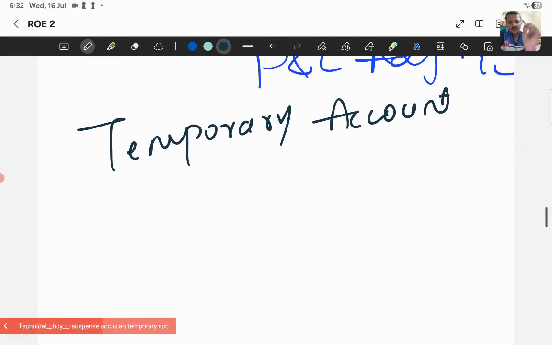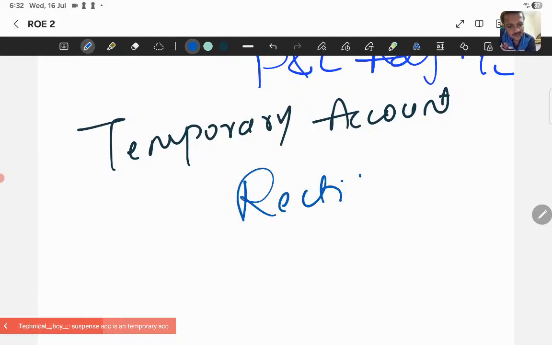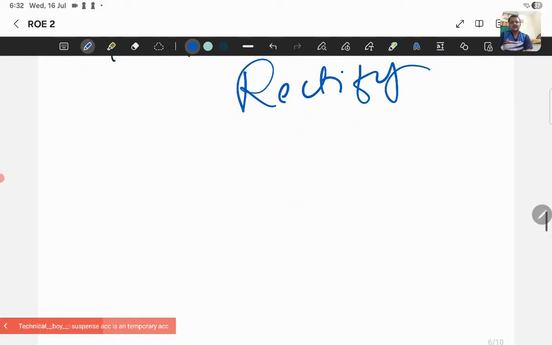Done. Now, coming to the next point. What is the next one? The next one is how to rectify the errors. How to rectify. When it comes to the rectification of any account involving revenue and expenses.